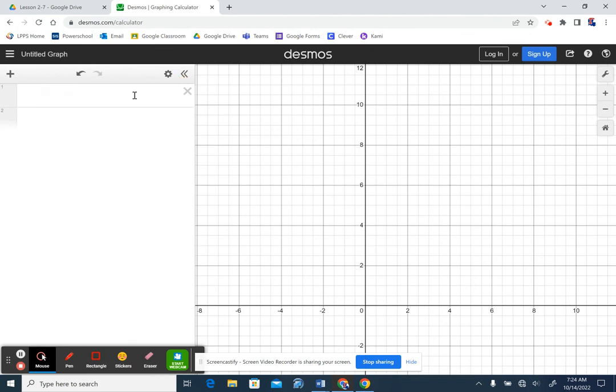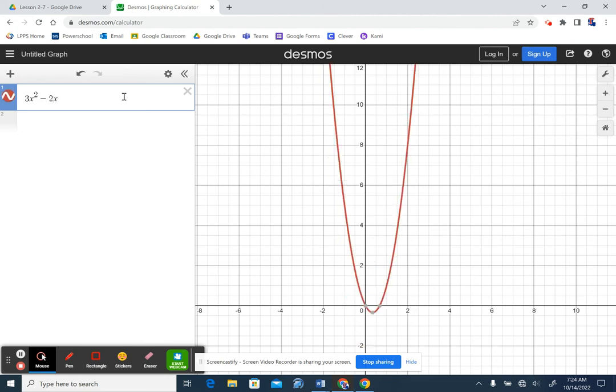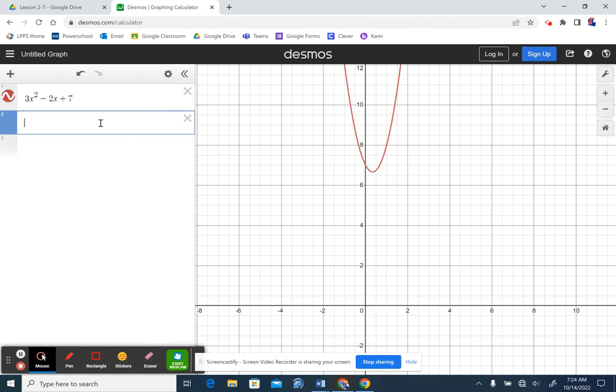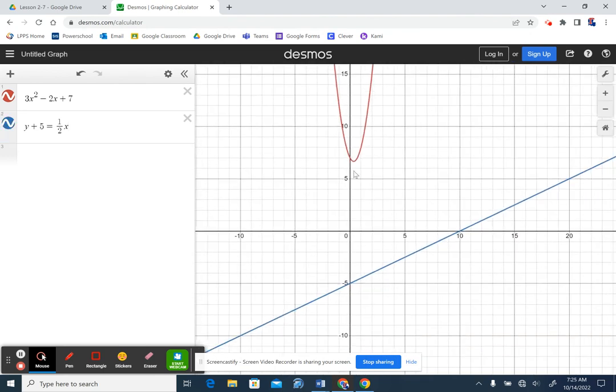And the last one, we have 3x squared minus 2x plus 7 and y plus 5 equals 1/2 x. So as you can see, they do not intersect at all, so there are no real solutions.